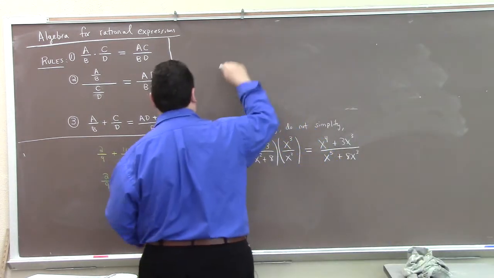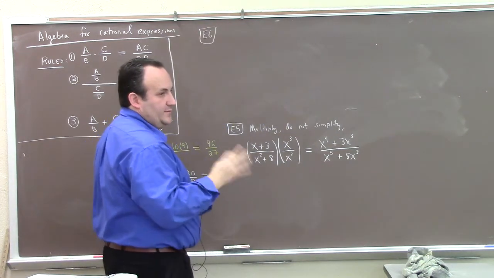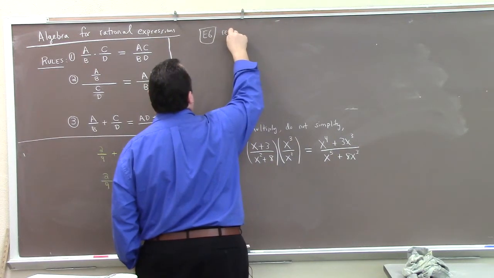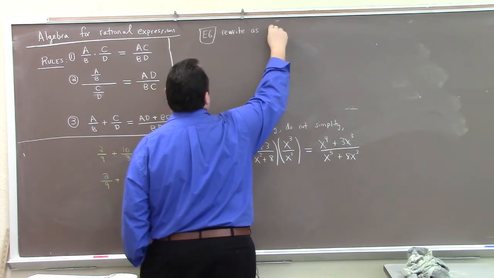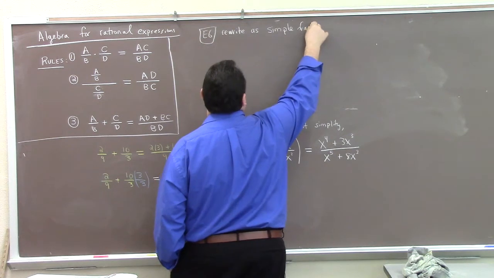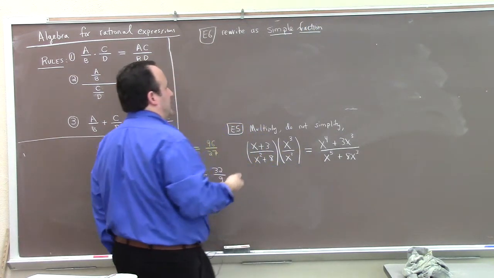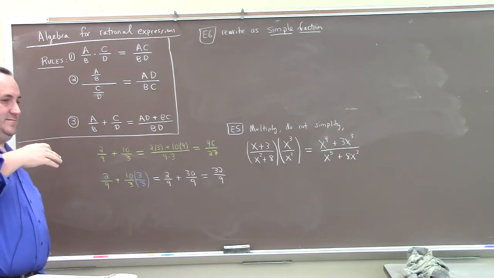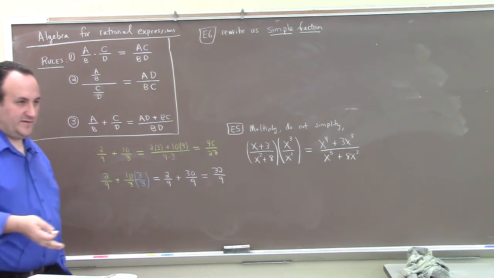Example 6. So this time I'm going to say rewrite as a simple fraction. I'm not sure your book uses that terminology, but I think it's a good term. A simple fraction is a fraction which is just one numerator, one denominator. It's not a compound fraction, right?